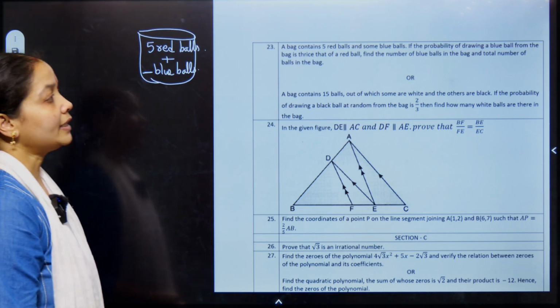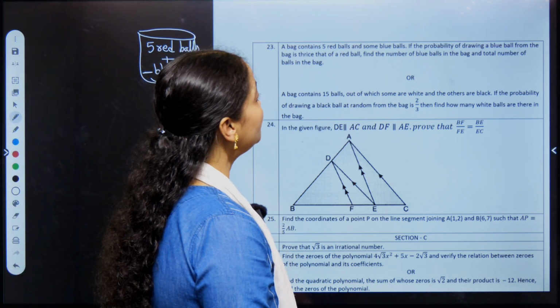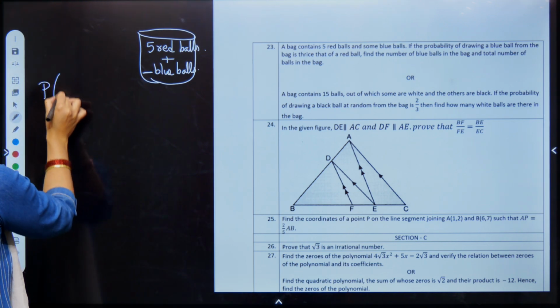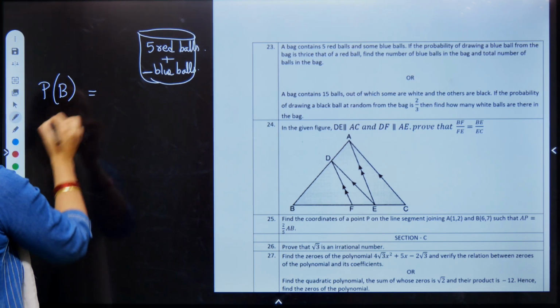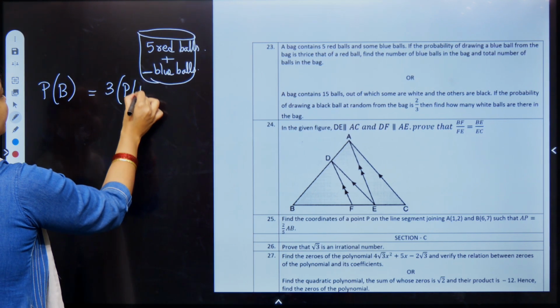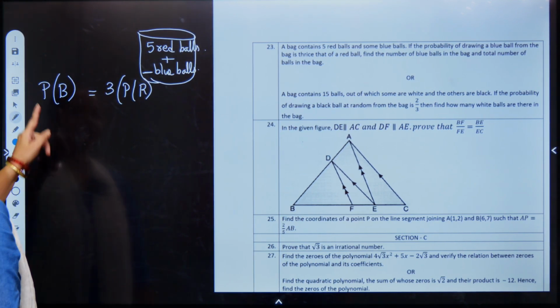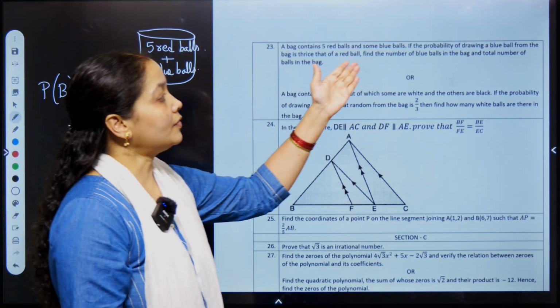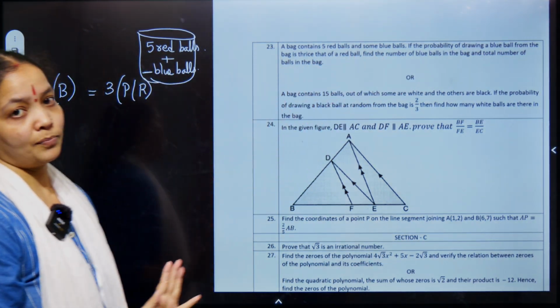I don't know how many blue balls are there. So they are telling that the probability of drawing a blue ball from the bag is equal to thrice the probability of a red ball. So probability of blue is equal to 3 times probability of red. Find the number of blue balls and the total number of balls in the bag.